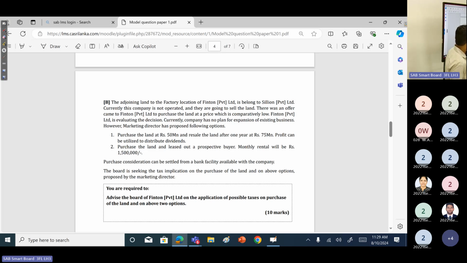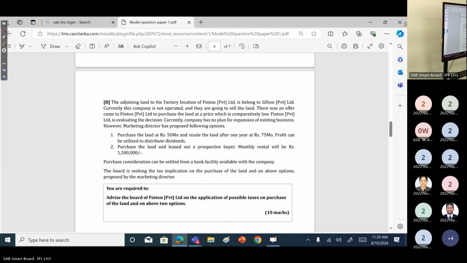Purchase the land and lease out to a prospective buyer. Monthly rental will be ₹1.5 million. Purchase consideration can be settled from a bank facility available with the company. The board is seeking the tax implication of the purchase of the land and on the above option proposed by the marketing director. You are required to advise the board of directors on the application of possible taxes on purchase of land and on the above two options.